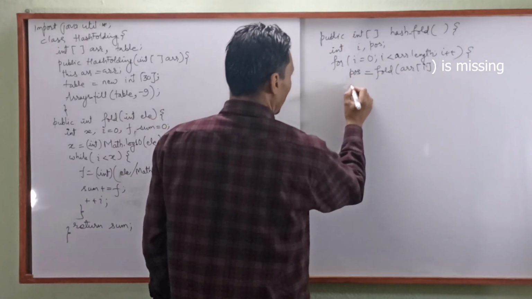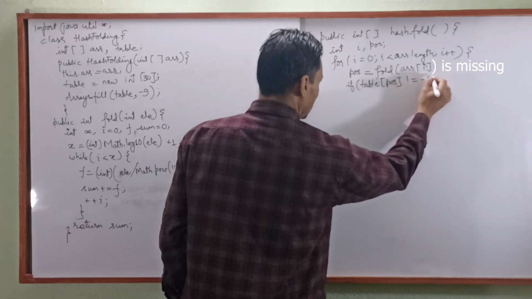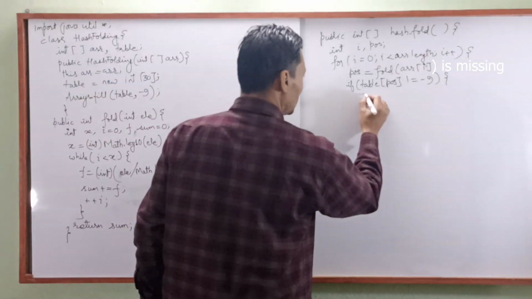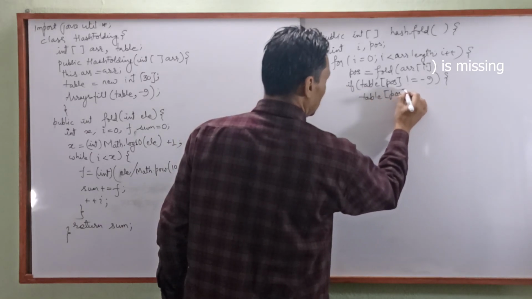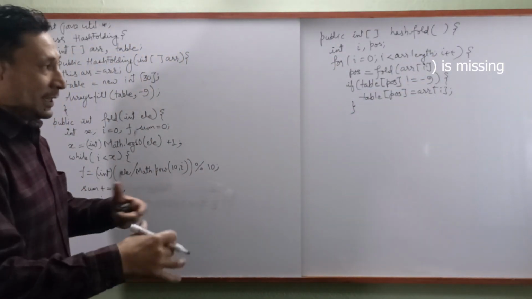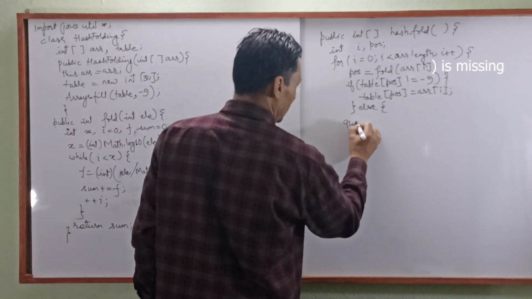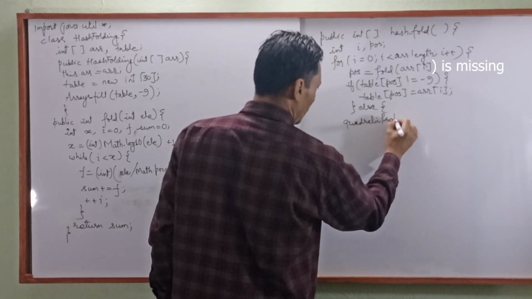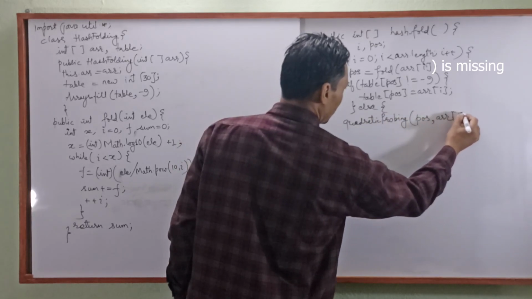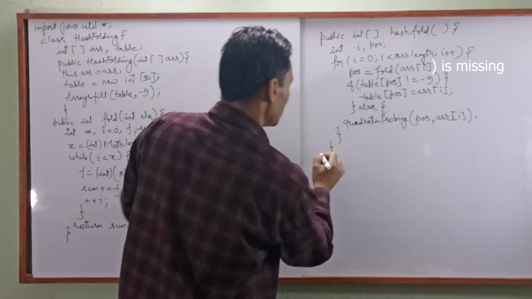Now we have to do if table[pos] is not equal to -9. We have initialized all the members of this table to -9, which means it is empty. If it is empty, then table[pos] is equal to arr[i]. Simple. If this is not empty, then we have to do linear probing or quadratic probing. Else, quadratic probing. Here we have to pass this position and this element also. Okay, this is closing. Now after this, we have to close this for loop also.